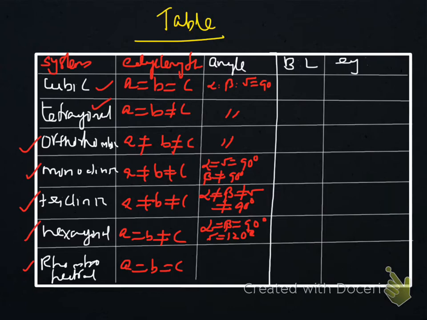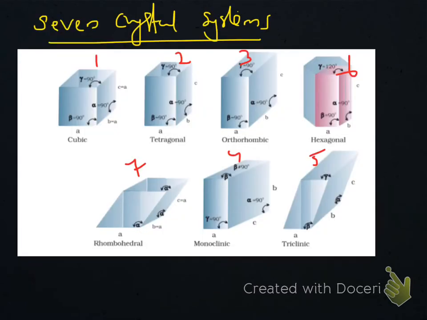For rhombohedral, alpha, beta and gamma are equal, but not equal to 90 degrees. For the rhombohedral system, it is inclined to one side, therefore the angle is greater than 90.